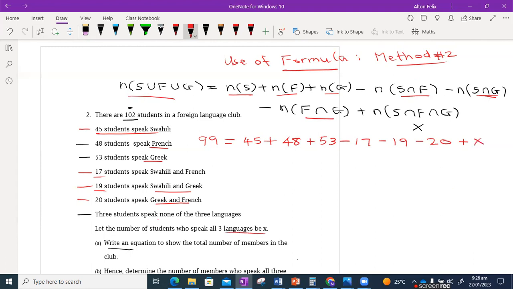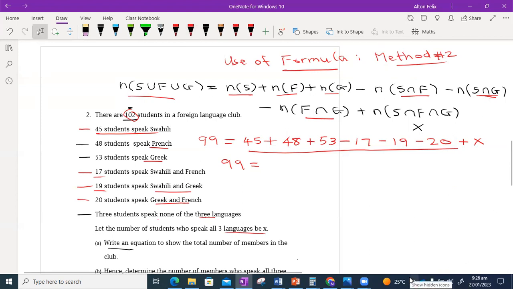Now, if you remember correctly, I said once you have 3 students speaking none of the languages, you have to subtract the 3 from here, which gives the 99. Now, if the additions were correct, when we add and subtract accordingly, let's see if we get back that 99, which is 90 plus X, right? I'm hoping that we do.